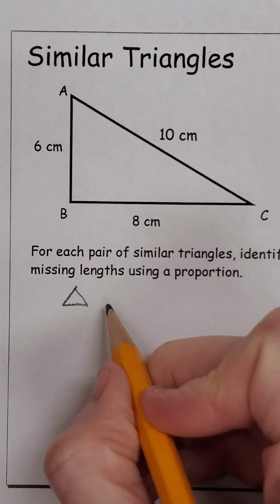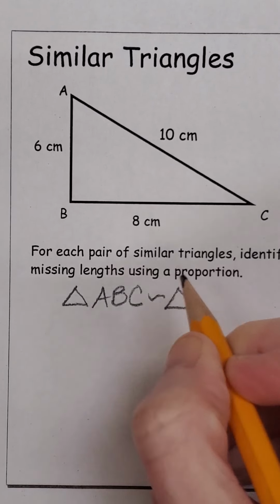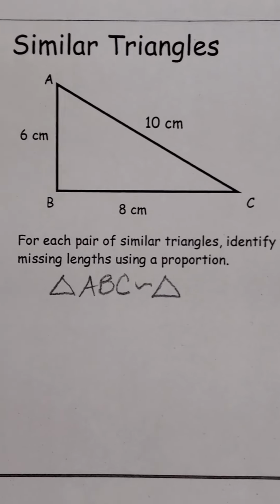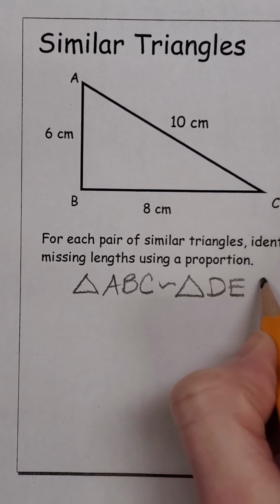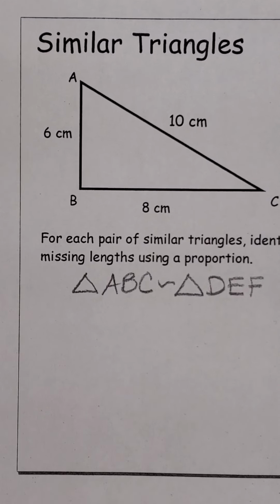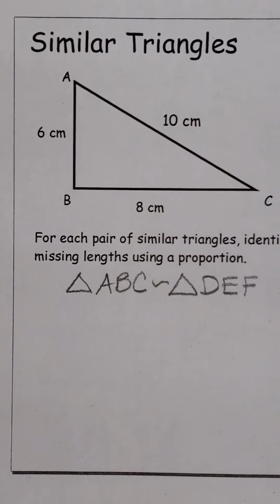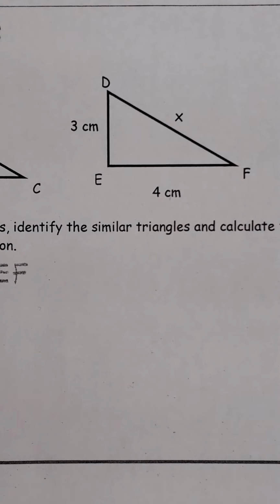Triangle ABC is similar to triangle DEF. So we don't need to worry about the angles. This one is clearly going to be easy to calculate just by looking at it. You can see how we have 6, 8, 10, and over here we have 3, 4, and, oh, I wonder what.